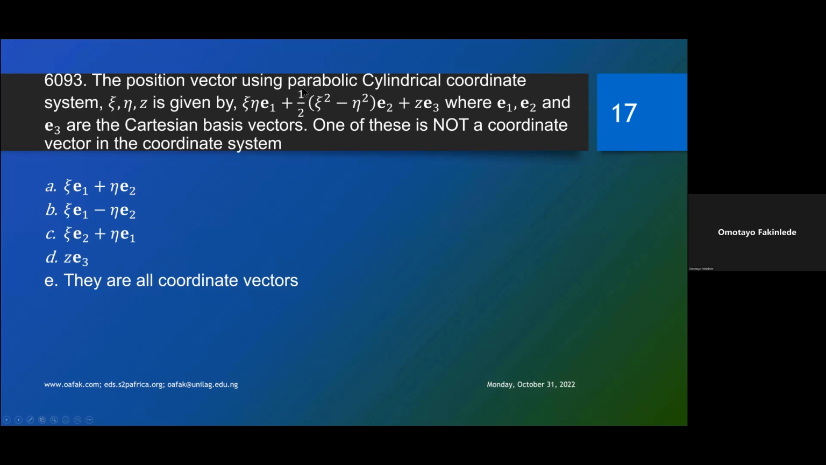You'll see that when you differentiate this, the only thing among the things written that you will not get is this one. Try the differentiation, you will find out that you will not get this quantity, and that is the reason why. You can differentiate with respect to xi, with respect to eta, and with respect to z, you will get other things, but you won't get this one.